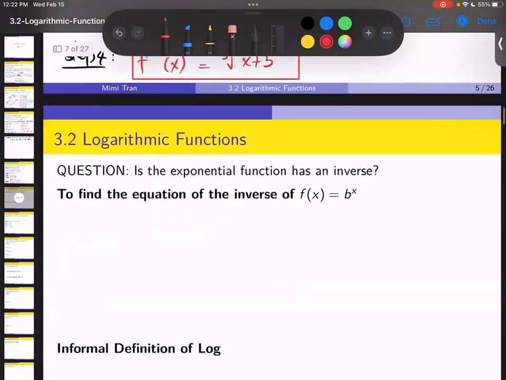Now, the question is, does an exponential function have an inverse? Remember, an exponential function is what? Let me recall for you. y equals a times b to the x. Does it have an inverse? Let's just do b to the x. Let's make it very, very basic.